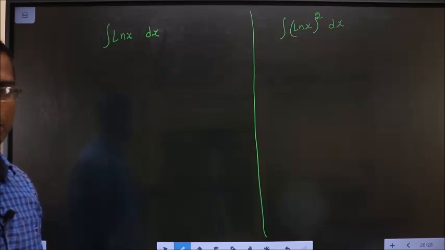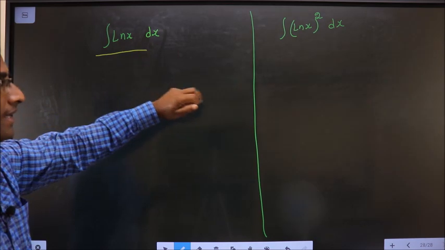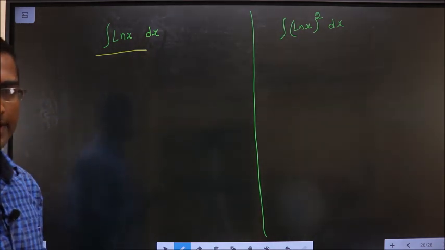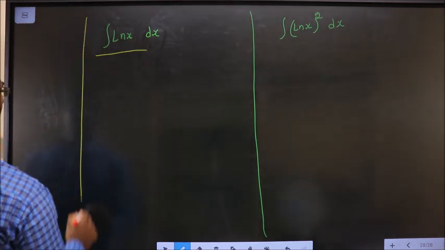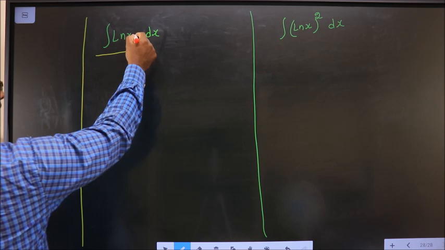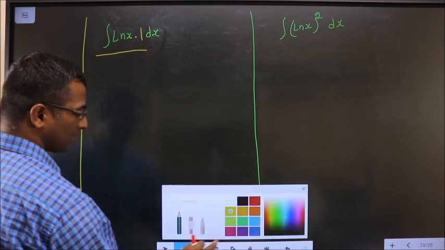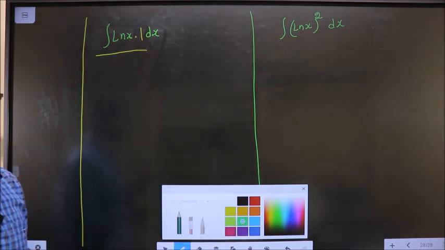In this video, you will understand how we learn integration of ln x dx and integration of ln x whole square dx. How do we integrate them? See here. I assume it to be into 1. Now, to integrate this one, I will make use of the integration by parts formula.